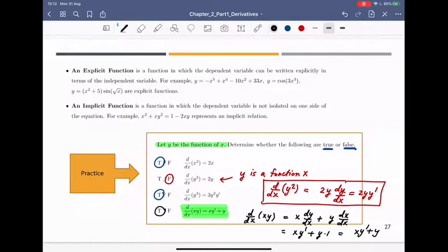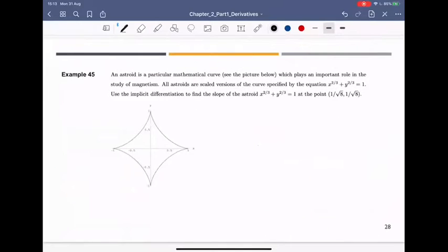Keep in mind that implicit differentiation is not hard at all. The thing is that you need to be careful on each step, because sometimes when you differentiate y, you forget that y is a function of x, and you forget to attach your y prime in the equation. So we're going to look at 2 examples to practice this topic. All right, let's start with example 45.